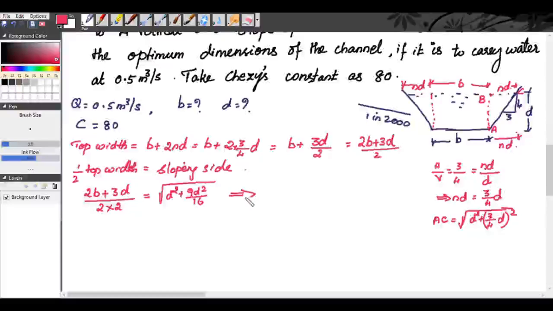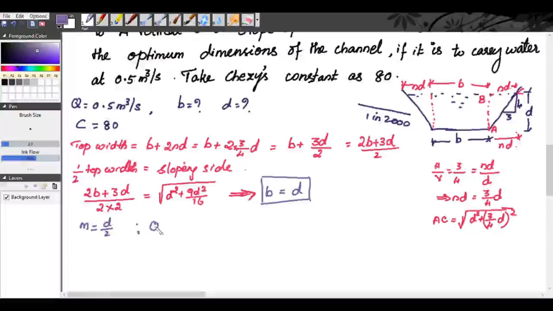Solving this, expand this, you will get b in terms of d. So we get b is equal to d. See, if you solve this equation, you will get b is equal to d. Now, we know for the most economical trapezoidal section, another condition is the wetted perimeter is equal to d by 2. Now, the discharge is given.